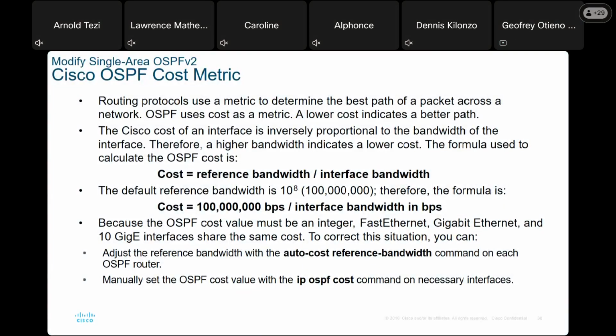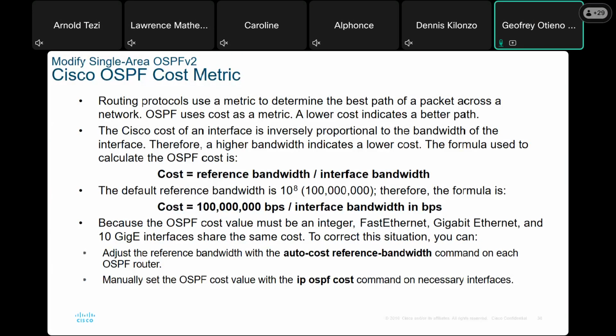Metric. OSPF uses the cost as its metric. Take note of that. OSPF uses the cost as its metric to determine the best path for any packets. So which one is the best path for you? I'll use this metric.